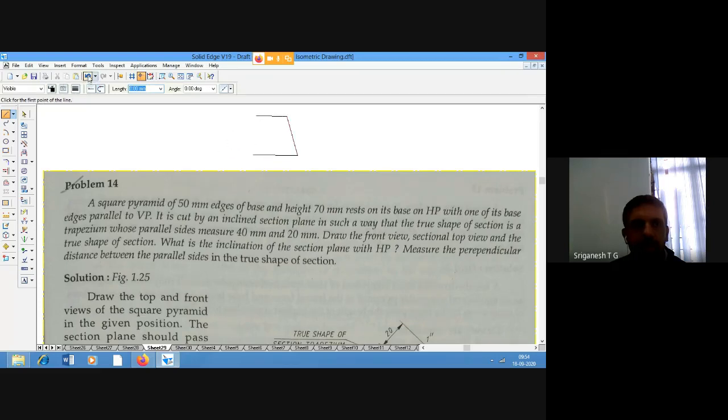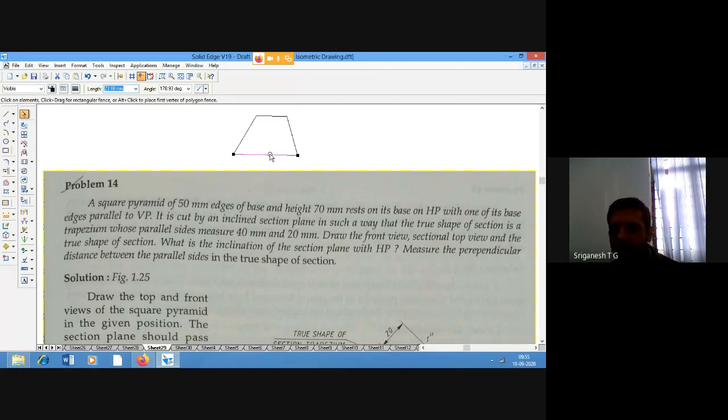One second. Now, which are the two parallel sides? One is this and this. So, one parallel side is 20 mm, the other parallel side is 40 mm. Draw the front view, sectional top view, and true shape of the section. So we have to draw the front view, sectional top view, and then true shape of the section.